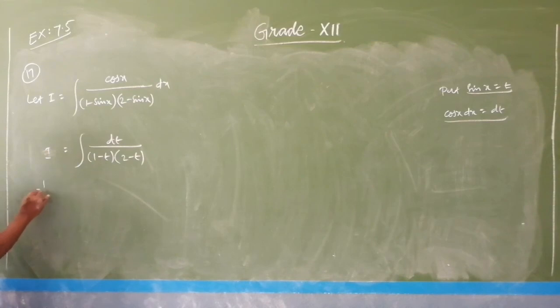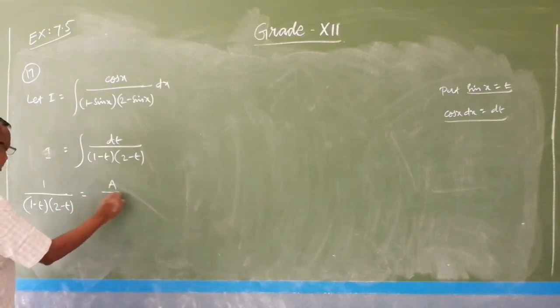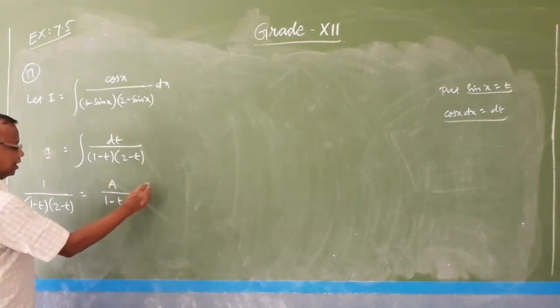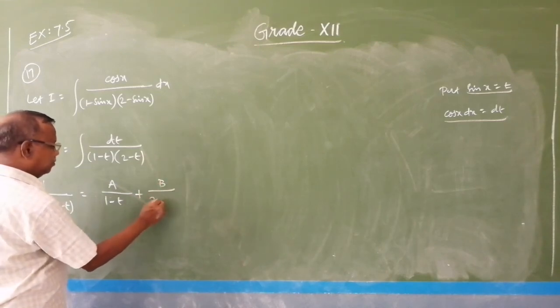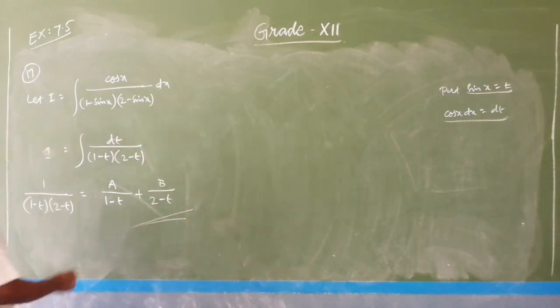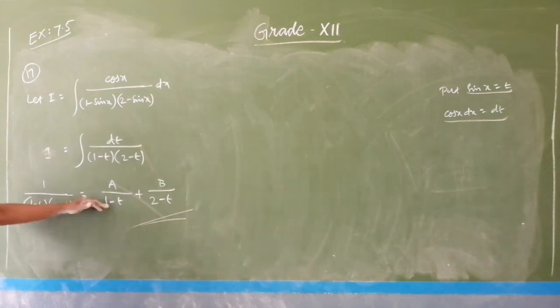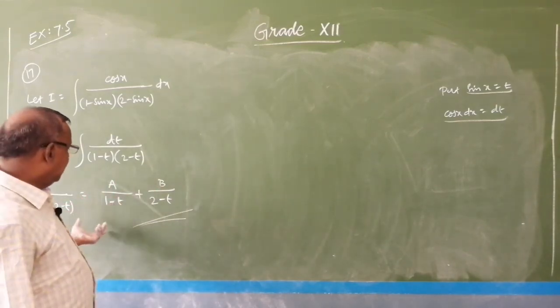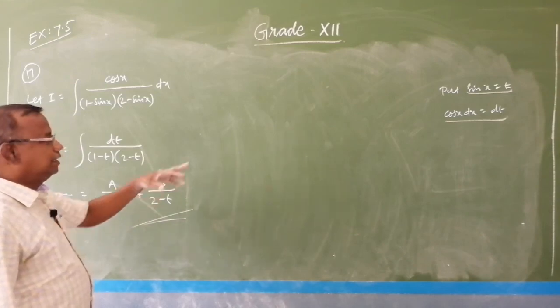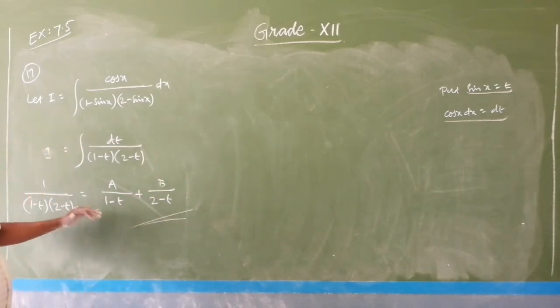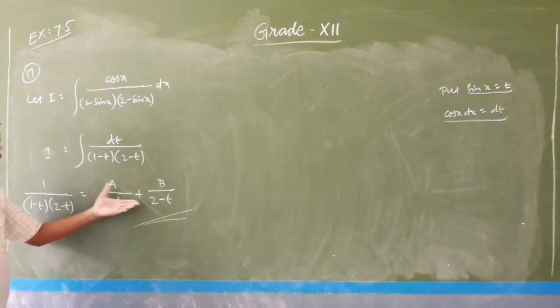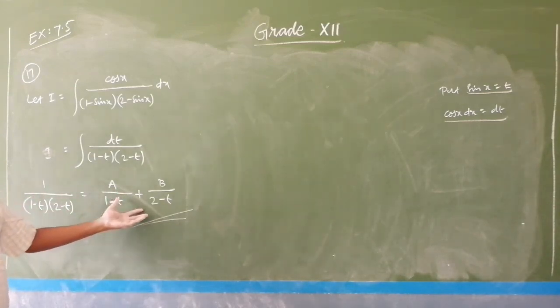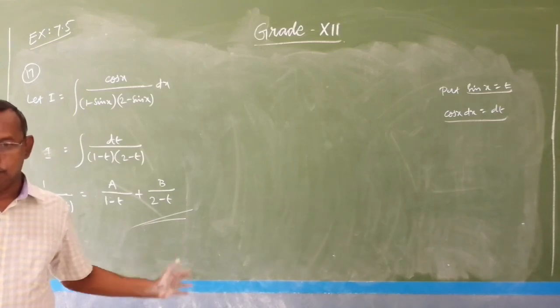Now 1 by 1 minus t into 2 minus t equals a by 1 minus t plus b by 2 minus t. So after this you can simply find the values of a and b and integrate, and finally recall the value of t, that is sin x. We will be getting the answer. So I think after this stage it will be very easy for you, so you can do this on your own. It's homework.